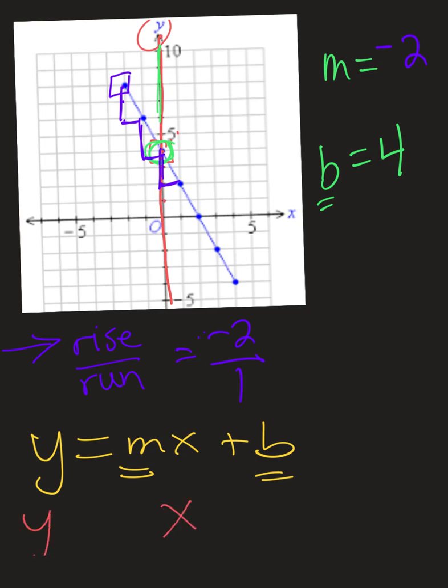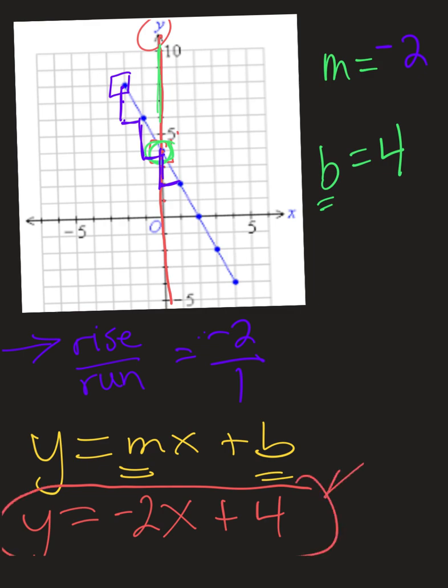Y and x are going to stay what they are at all times. The slope is -2, so I'm going to rewrite that in the m spot. And the y-intercept is +4, so I'm going to rewrite that in the b spot. And that is my final answer in slope-intercept form.